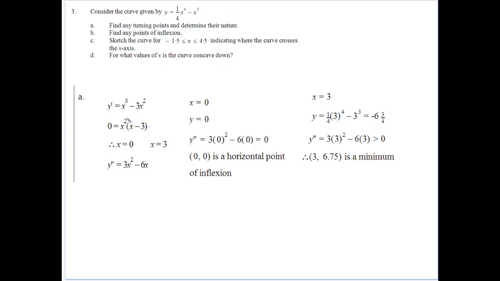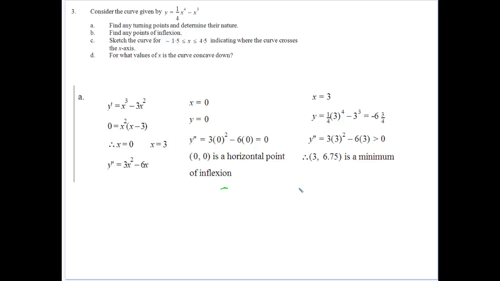So for the derivative, we factorize and we get from x squared, x must be equal to 0, and from x minus 3, x would be equal to 3. The second derivative is going to be pretty easy to find, so we'll get the second derivative and we'll test it. So when x is equal to 0, y is equal to 0. Our second derivative is equal to 0 as well, so we've got a horizontal point of inflection.